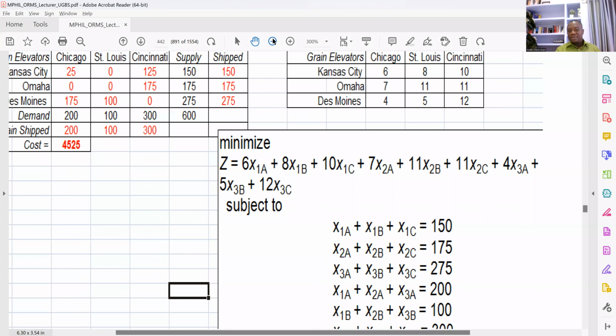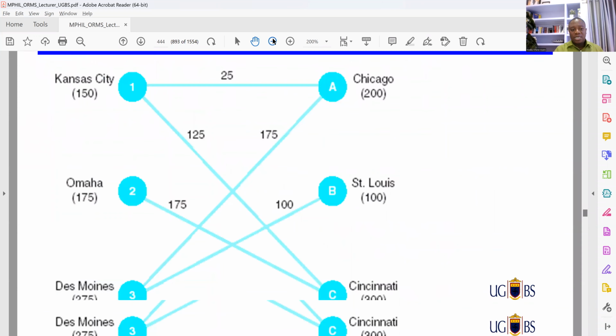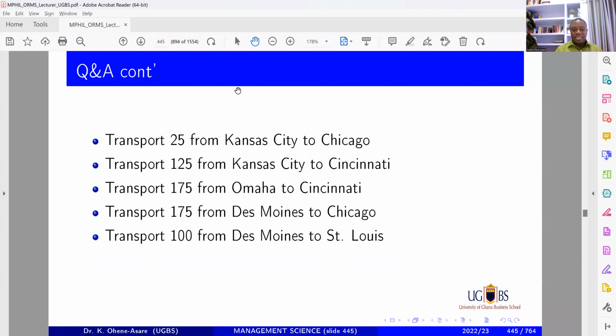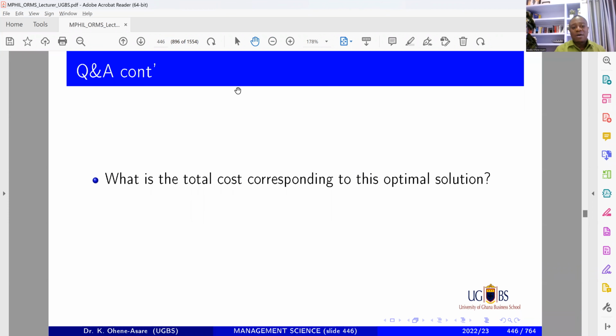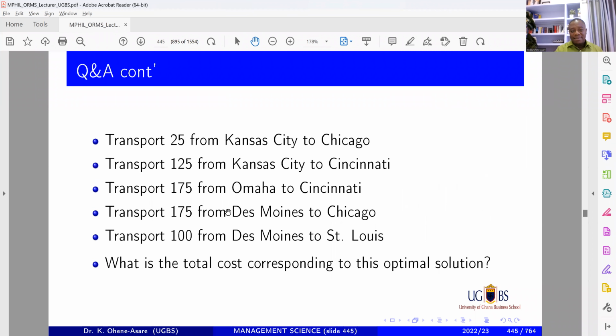Multiply each by their respective cost, and then sum them. Let me show you how you can easily do that. These are the answers. The first one that we did, these were the answers. So this is how you calculate the minimum. You do 6 times 25 because 25 was there, 10 times 125. Why is it 10 times 125?